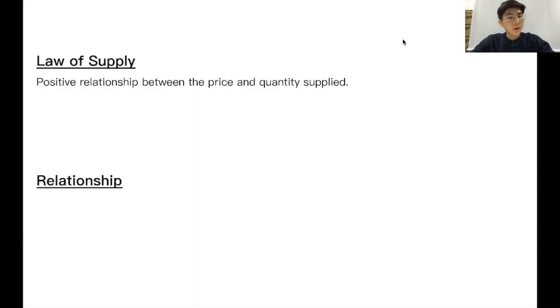I'm Mr. Edison. Today we're going to talk about supply. Let's start with the law of supply first. So what is meant by the law of supply? The law of supply states that there's a positive relationship between the price and the quantity supplied.